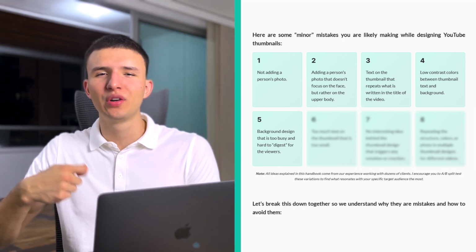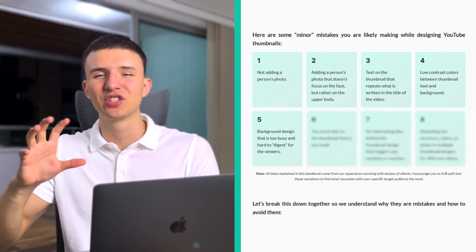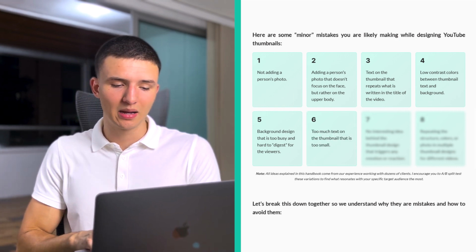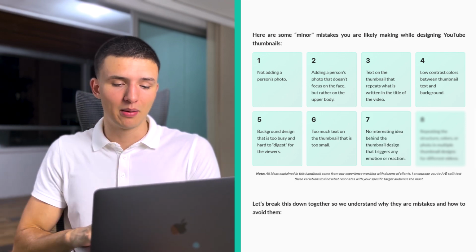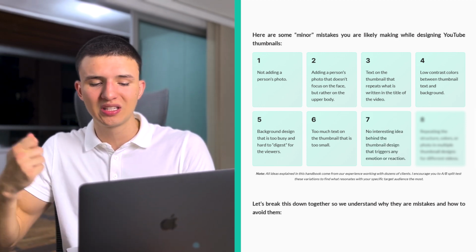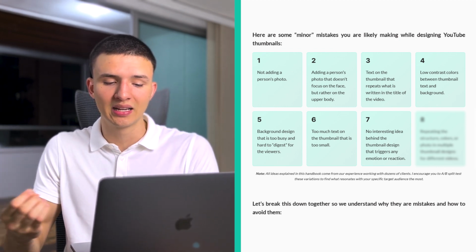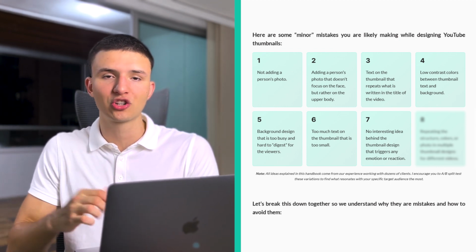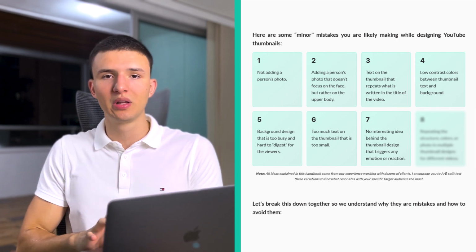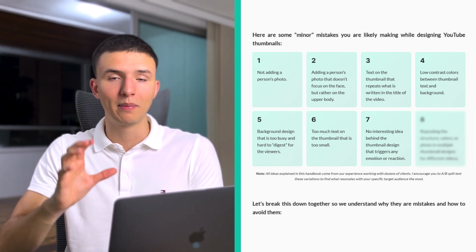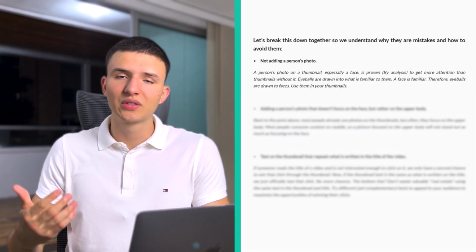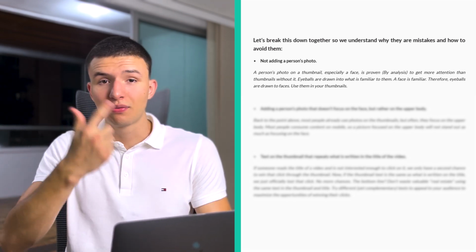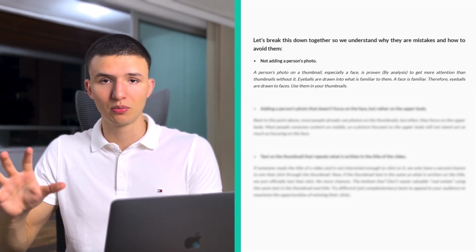It's basically over designed, right? Or it just has an over saturation of elements. Minor mistake number 6 is that there's too much text on the thumbnail and maybe it's too small. Number 7 is that there's not an interesting idea behind the thumbnail design that triggers any emotional reaction, right? And the number 8, I'll be revealing in a little bit, but let's actually go one by one because it's going to be extremely important. So, not adding a person's photo. Why do I say that this is a mistake? Usually we have seen that thumbnails that include a photo of someone tend to outperform thumbnails that don't, right?